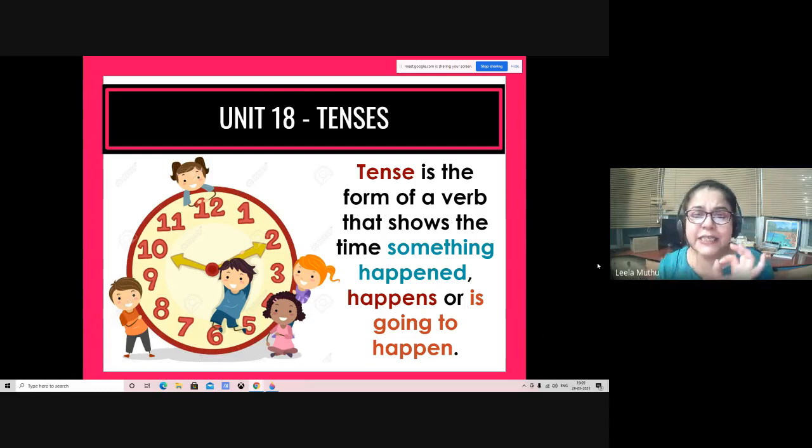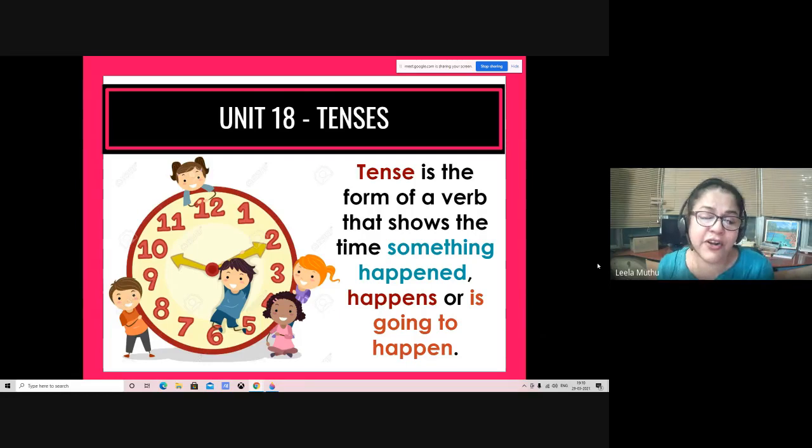Tense is always connected with time, of an action and time. So when you think about an action done in relation to time, you know that either the action is being done now, whether it was done earlier, or whether it's something that we plan to do, which is going to happen later on. So based on the concept of time, we have tenses. A tense is a form of a verb that shows the time that something happened, that's in the past, something that happens in the present, and something that is going to happen, which is the future.